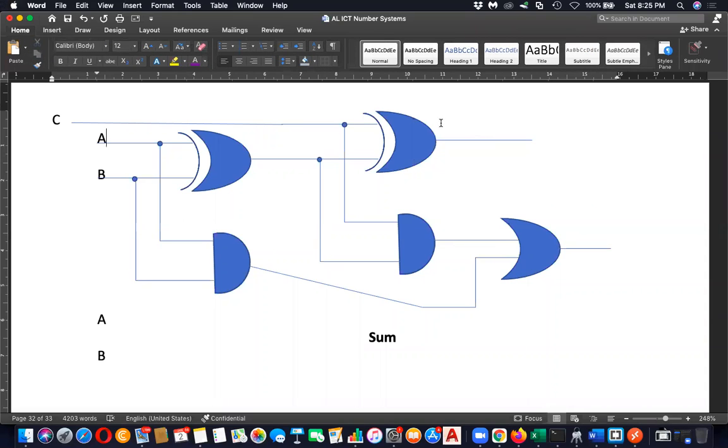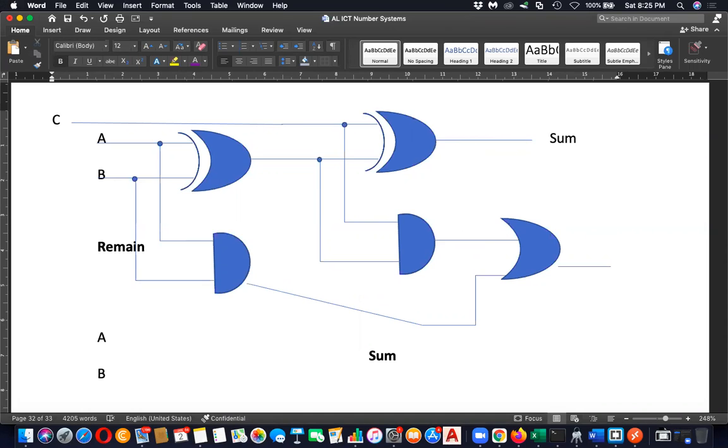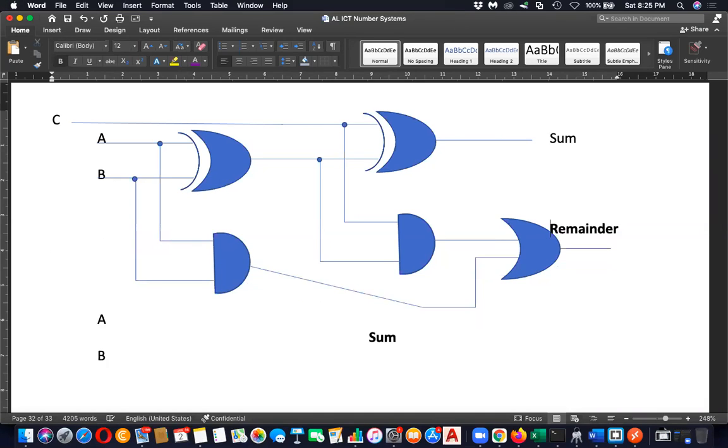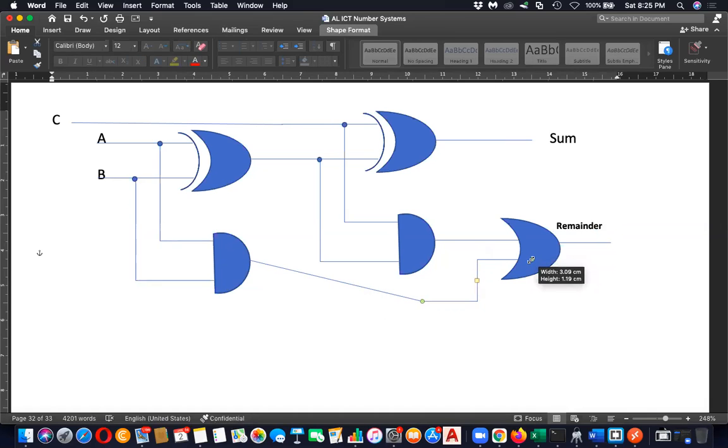And this is called, now let's say C, and this is the sum, and this is the remainder. This part is not required. So the second circuit is called full adder.